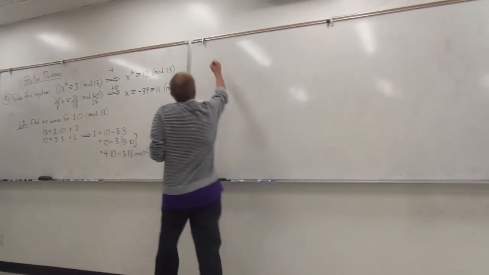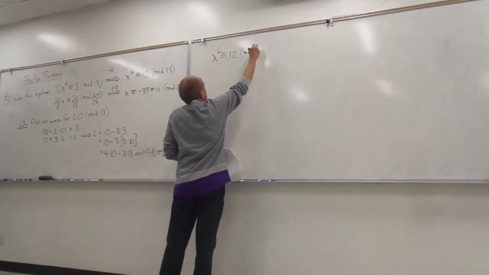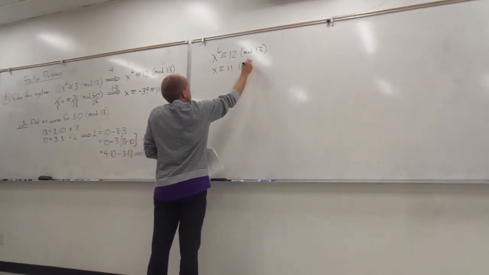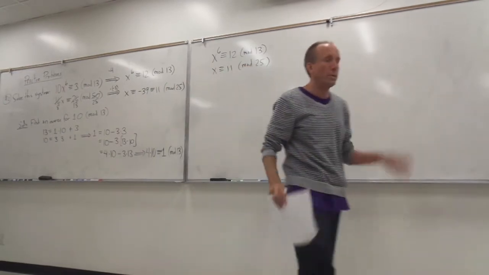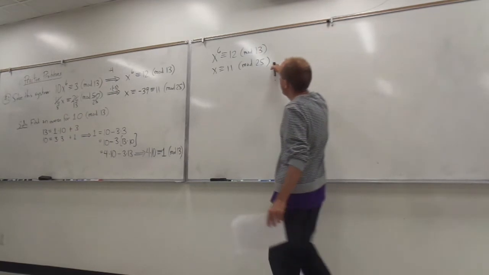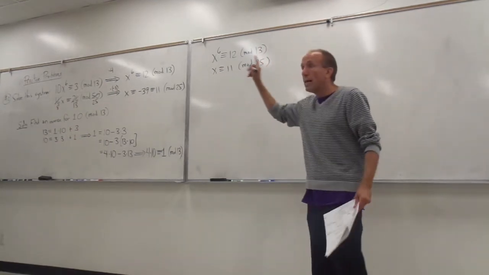Okay, so let's just rewrite what we have here. We have x to the 6th congruent to 12 mod 13, and we have x congruent to 11 mod 25. The second congruence is in pretty good shape because it's just a simple setup for the Chinese remainder theorem. Just in this form is exactly how you want it. But the first one is still x to the 6th power.